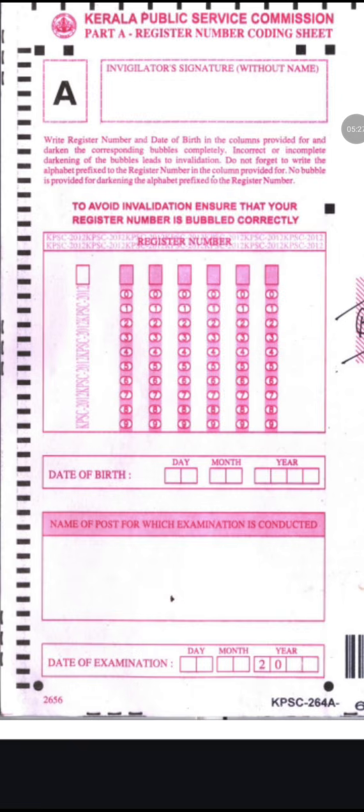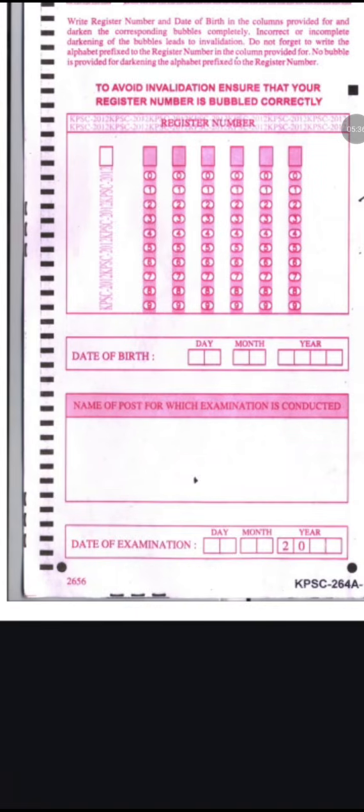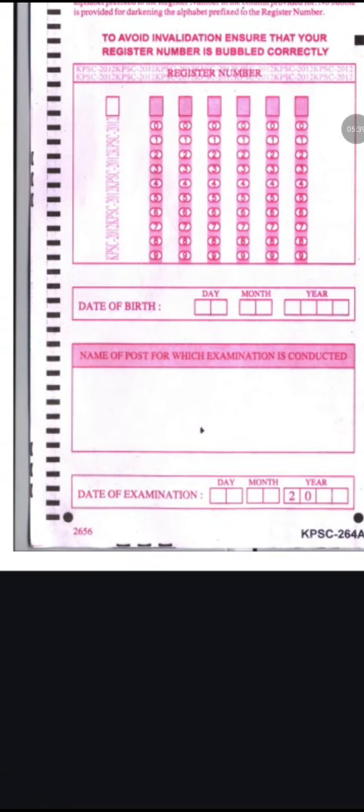Use a blue or a black ballpoint pen. Only ballpoint pen is allowed. Then you have to write your date of birth, then year, etc. Then the name of the post for which the examination is conducted. In the admit card it is clearly given as the examination for the post of assistant dental surgeon. So that exact detail, assistant dental surgeon, you have to write, and the category number also you have to mention. Category number is also given in the admit card. So that also you have to write.